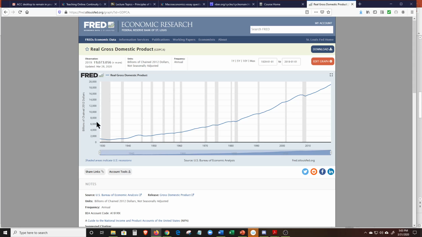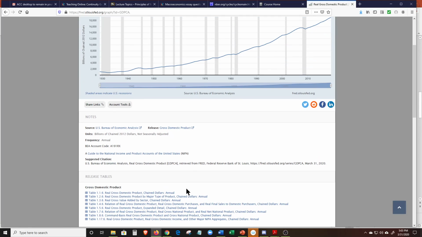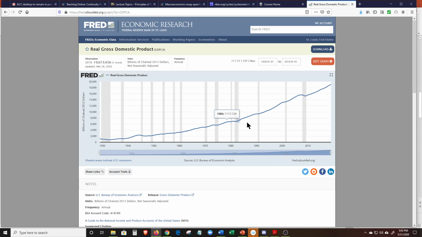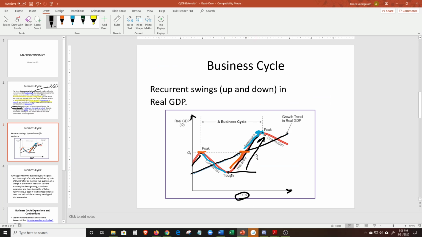Let's see, this is just a typical arithmetic scale, not a log scale. Okay, very good. Anyway, this is what the real business cycle looks like. Here, basically, you give this sort of archetype of a business cycle. It looks like more of a sinusoidal fluctuation, a sine or cosine curve.